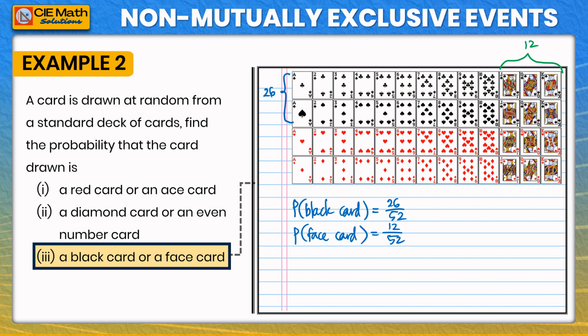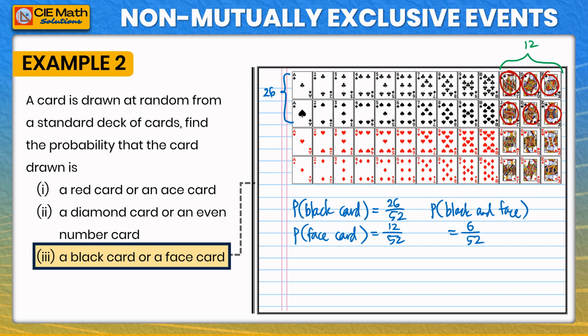Now, is there any common element between them? Probability that it's black and face at the same time? There are. Let us encircle them. We have Jack, Queen, King. We have another Jack, Queen, King, spades and clubs. So we have then 6 over 52. They are face cards, and at the same time they are also black cards.